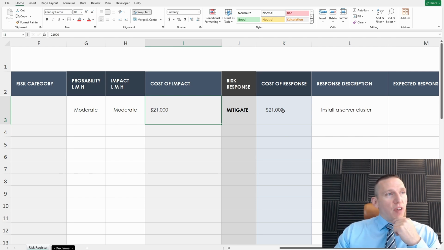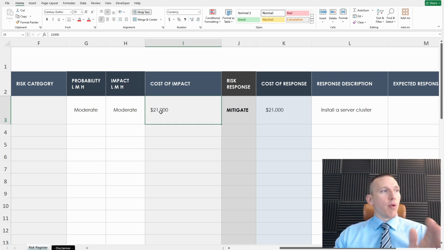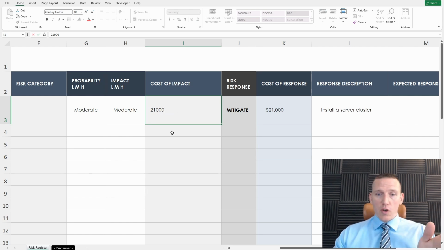Now you've taken a look at this, you might be thinking, well, do we want to have this response if it's going to cost the same as the impact? It's a great question. What we did not factor in with the impact, we just factored in the server price and the manpower. One thing that is often left out is the reputational impact. How much lost business is this going to cost us?